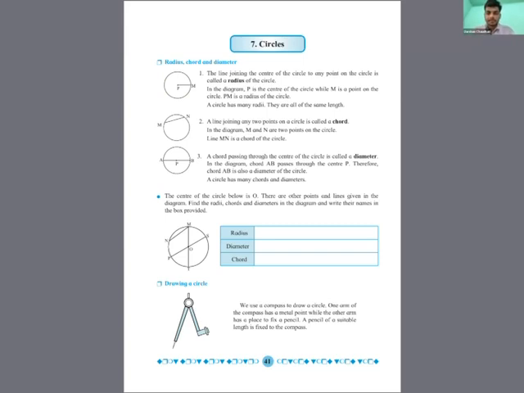Next is what is a chord. Look here, a line joining two points on a circle is called a chord. In the diagram, M and N are two points of a circle. These points M and N joined on a circle form a chord.